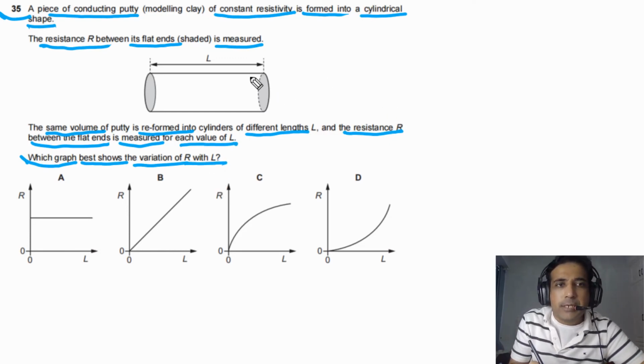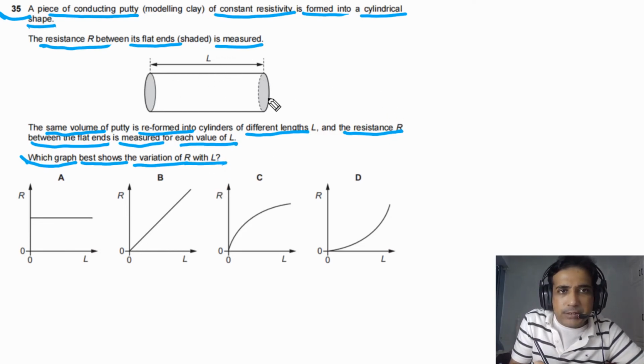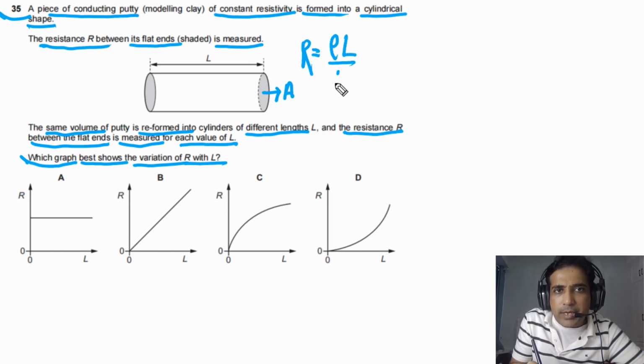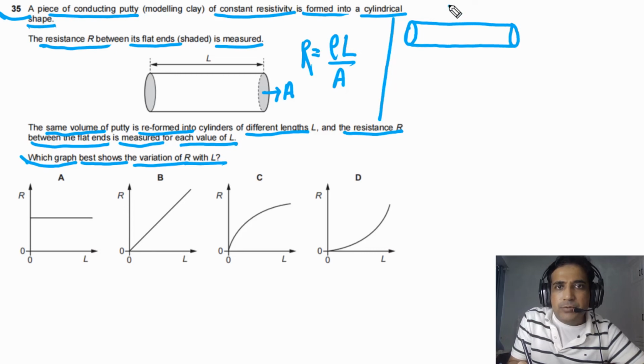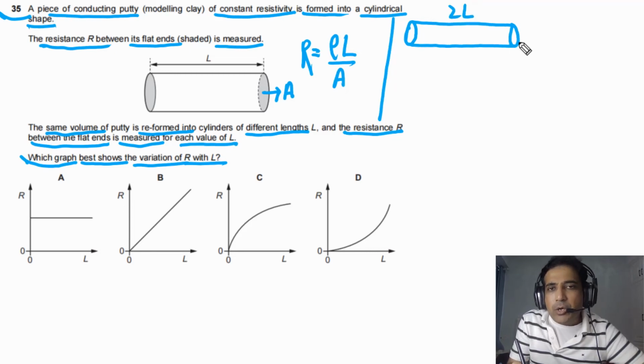Let's try to understand first of all, if the length of the cylinder is L and the cross-sectional area of the cylinder is capital A, then we can simply say the resistance will be equal to rho L by A. So this is the value of R. Now imagine that we make this cylinder longer, and this time the length of this one is equal to 2 times L. So the length of this one is 2L.